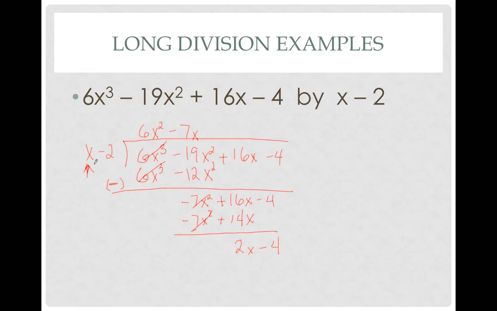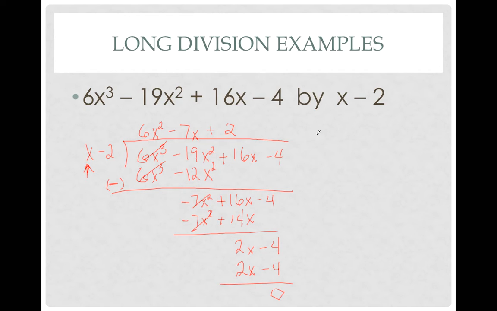And then I ask myself one more time, what can I multiply by x to get a 2x? And I know that to be a plus 2. And I get 2x minus 4, and I subtract, I get 0. That means x minus 2 divides evenly into this cubic function.